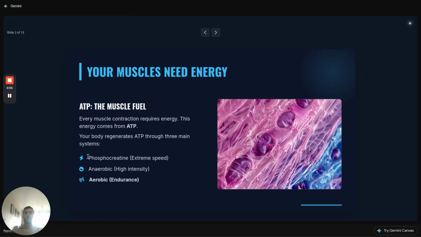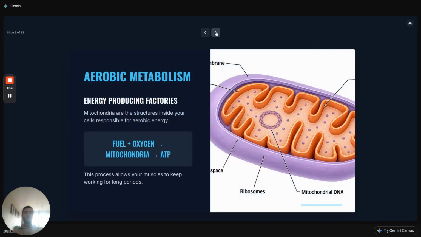So you've got your phosphocreatine system, which can regenerate ATP extremely quickly, but only for a short period. You've got anaerobic glycolysis, which can produce ATP quickly using carbohydrates. And then you've got your aerobic system, which uses oxygen to help produce ATP. And that's what we're interested in today. So what actually is aerobic metabolism?